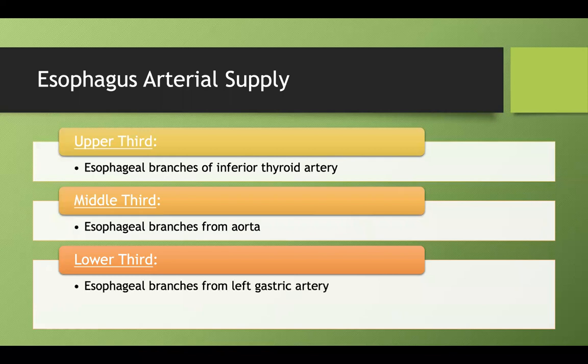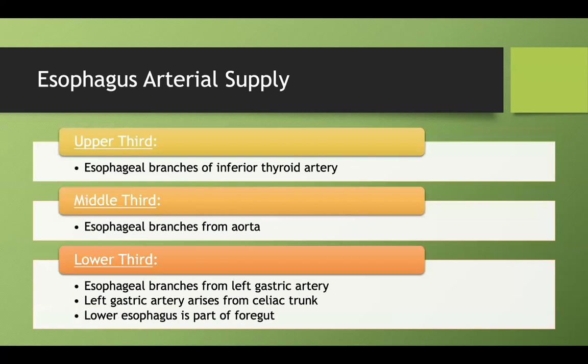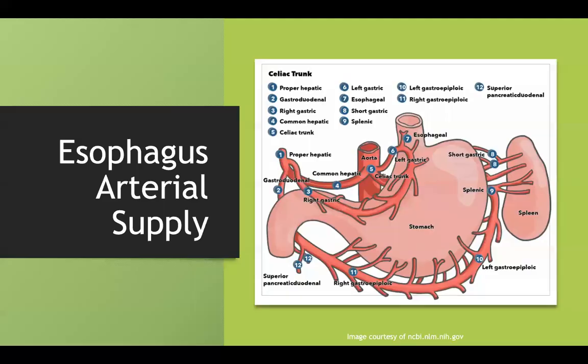And the important one to know is that the lower third of the esophagus can receive branches from the left gastric artery. And why this is important is because the left gastric artery arises from the celiac trunk, which is considered part of our foregut. Anything with the blood supply from the celiac trunk, SMA, or IMA are considered part of our embryonic GI tract. And so this is why the lower esophagus is considered part of the foregut.